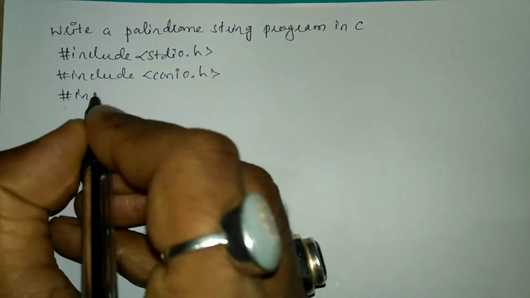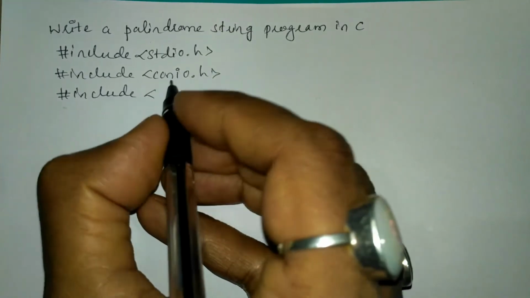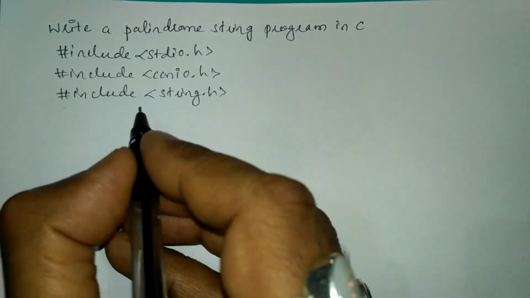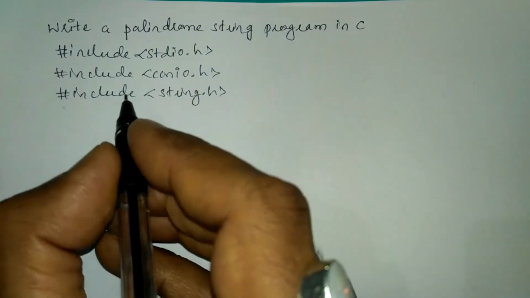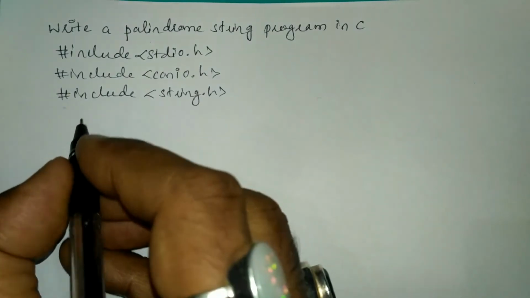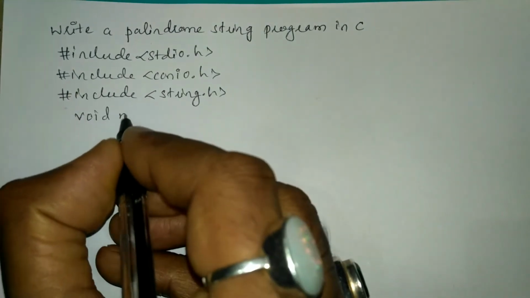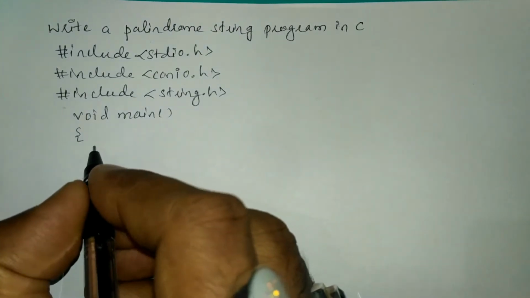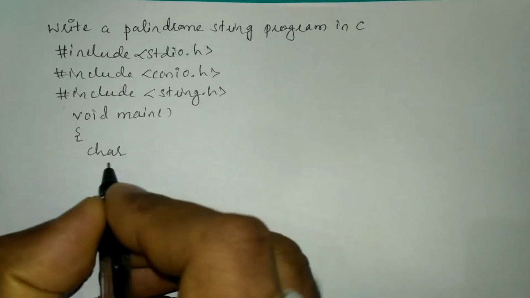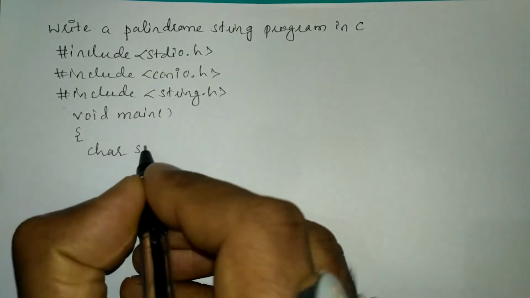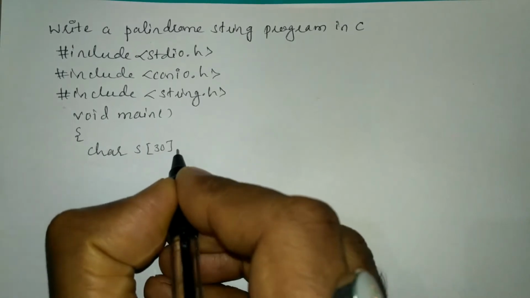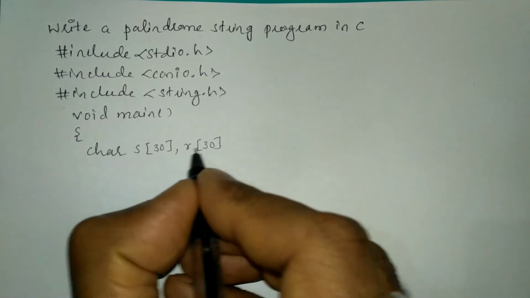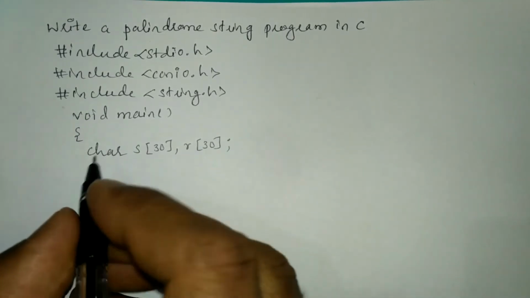So let us write one more preprocessor directive, hash include, and here I'm going to write string.h because we are using one of the functions of the string.h header file. So that's the reason we have to include this header file. Now let us write the void main function, curly open brace, and here I'm going to declare two arrays of type character. So that is s of size 30, comma, and one more is r of 30. So s represents the string, r represents the reversed string, and put semicolon.